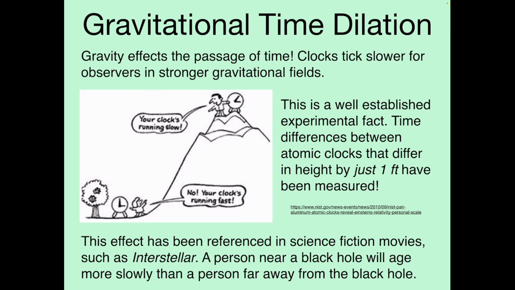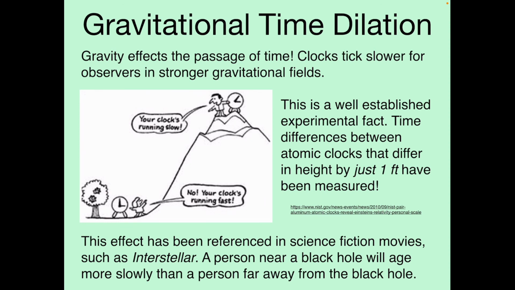We now have very, very precise clocks called atomic clocks that we can use to measure very small amounts of time dilation. In fact, we can now measure differences in time between 2 atomic clocks that differ in height by just 1 foot. So if you have an atomic clock and then another one that's just a foot above it, there's a very slight difference in the strength of gravity between those 2 clocks, and we can measure the time dilation that results from that.